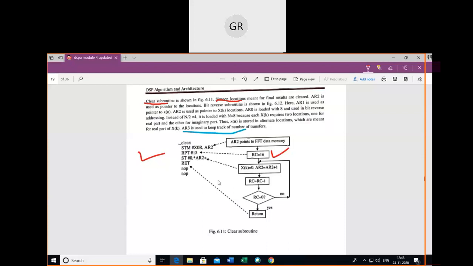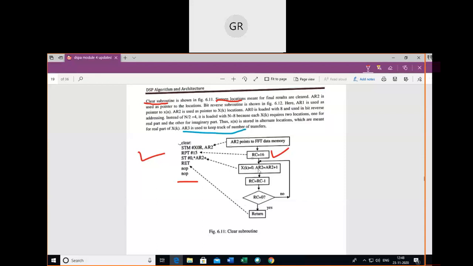Okay, please go through this. This is very, very important. This instruction can be repeated how many times? 16 times. When this repeat instruction executes, RC equals RC minus 1. When the repeat counter becomes 0, it returns to the main program. If it is not equal to 0, it will come here again.